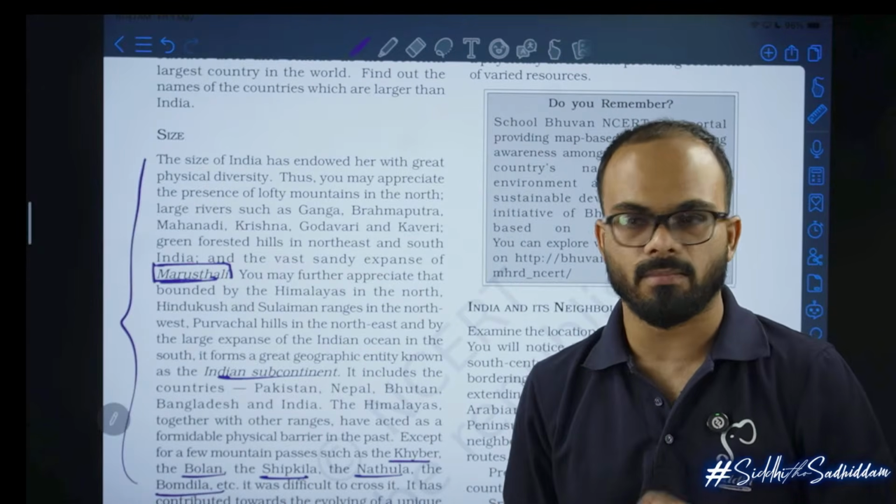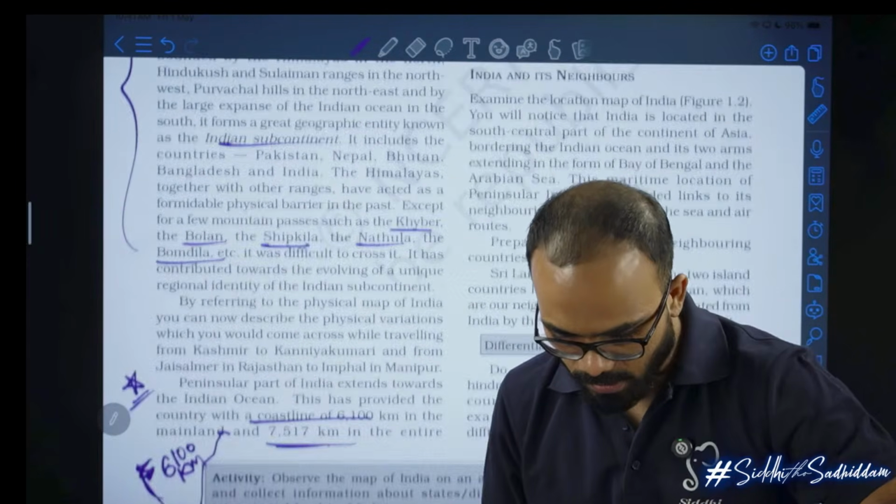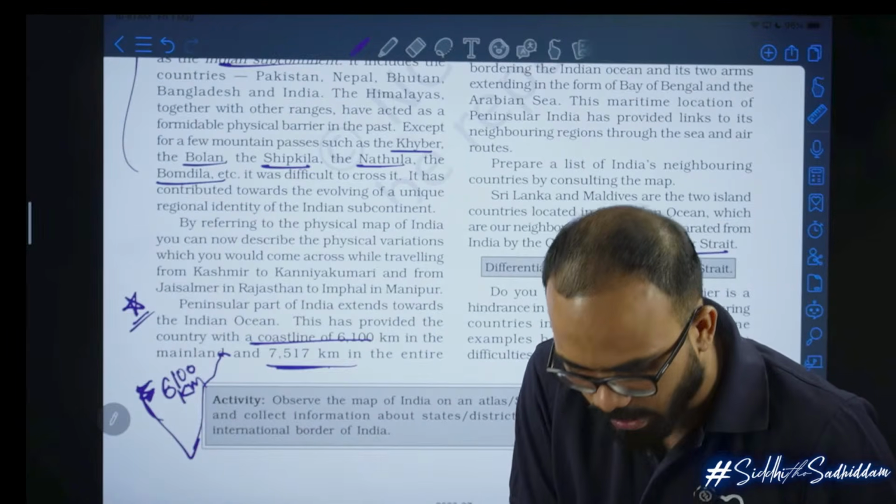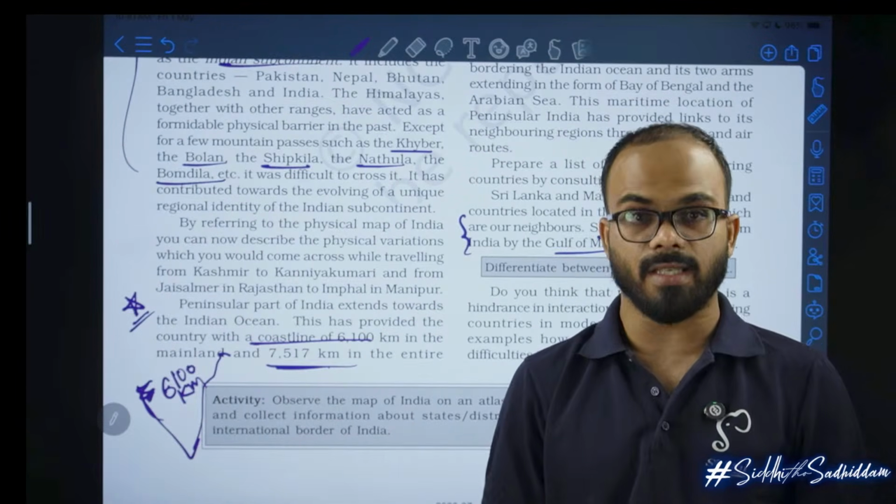Don't mark the wrong number. Please be very clear in it. Now the next thing is about Gulf of Mannar, Pak Strait. Sri Lanka is separated from India by Gulf of Mannar and Pak Strait. This they can ask you.